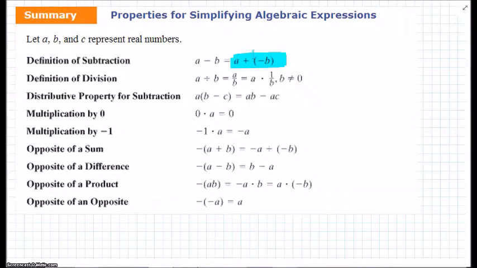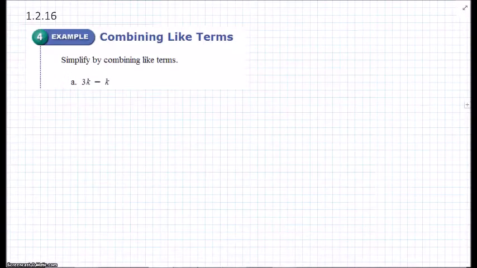The multiplication property of negative 1: negative 1 times a is always negative a. The opposite of a sum, the negative of a plus b, is the same thing as negative a plus negative b. The opposite of a difference, negative a minus b, is just b minus a. The opposite of a product, the negative of a times b, is the same thing as negative a times b and a times negative b. The opposite of an opposite: a negative times a negative is a positive.